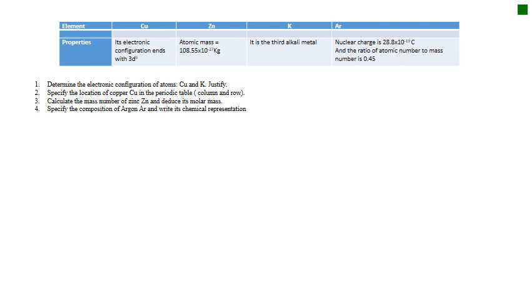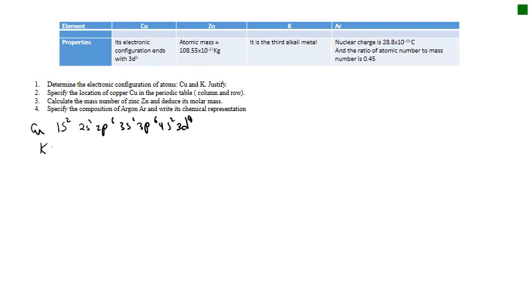Let's make some application about the rules explained before. We have in this table 4 atoms with different properties. Let's start with atom copper. Copper has electron configuration which ends by 3d9. So by making electron configuration for copper, it is 1s2, 2s2, 2p6, 3s2, 3p6, 4s2, 3d9. We stop with the 3d9.